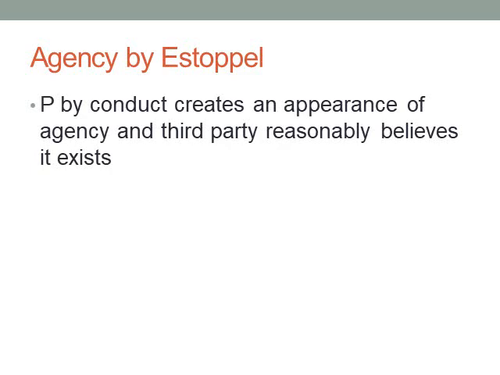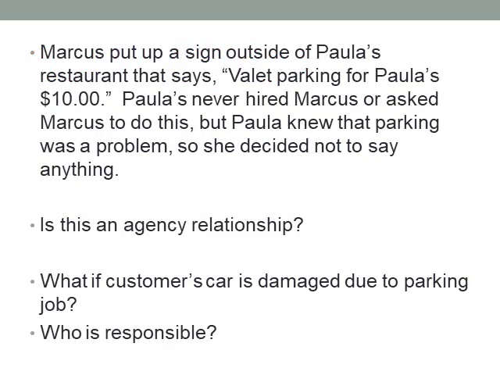This is when the principal's actions or lack of actions create an appearance of an agency that does not in fact exist, and a third party reasonably believes that an agency exists. So for example, Marcus put up a sign outside of Paula's restaurant that says valet parking for Paula's, $10. Paula never hired Marcus or asked Marcus to do this, but Paula knew that parking was a problem, so she decided not to say anything. Is this an agency relationship?